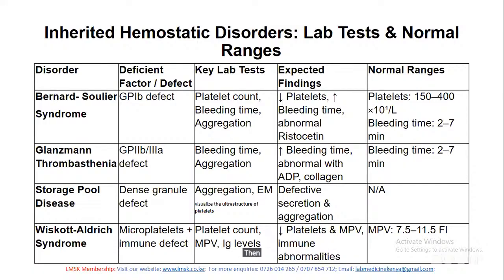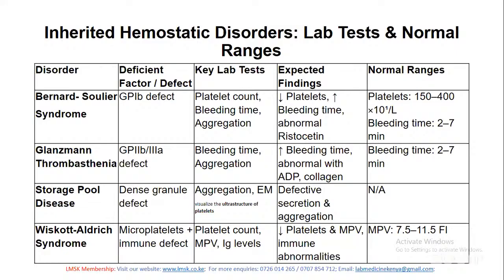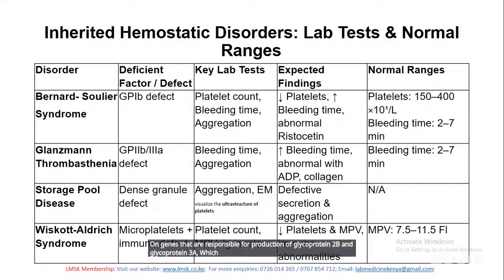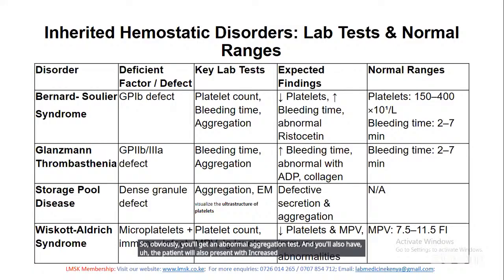Then the other condition is Glanzmann thrombasthenia. Glanzmann thrombasthenia as a disorder is actually caused by genetic defects on genes that are responsible for production of glycoprotein 2B and glycoprotein 3A, which we also said help in linking platelet to platelet for platelet aggregation. So obviously you'll get an abnormal aggregation test, and the patient will also present with increased bleeding time beyond 7 minutes.